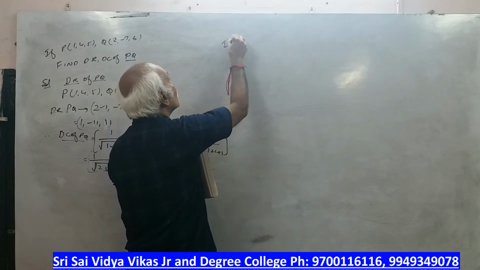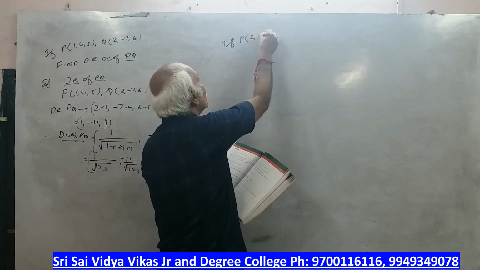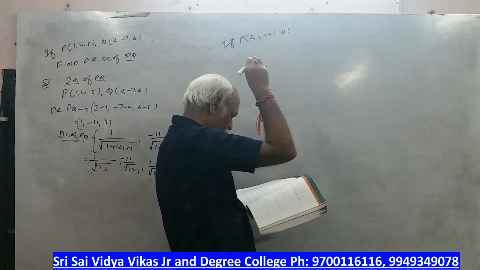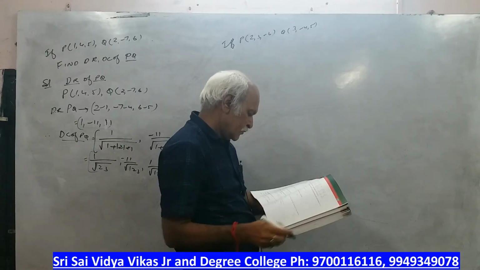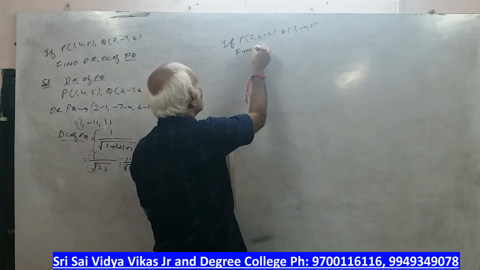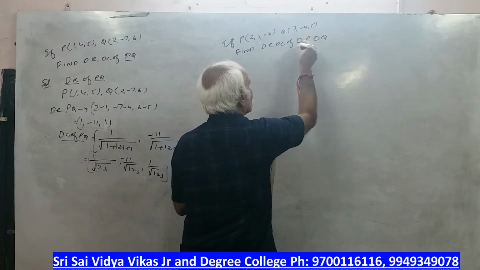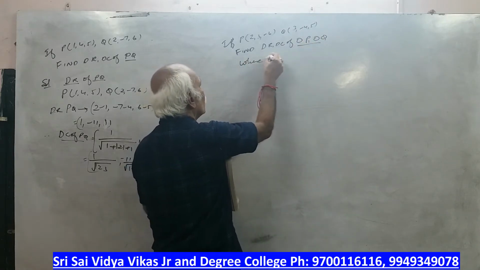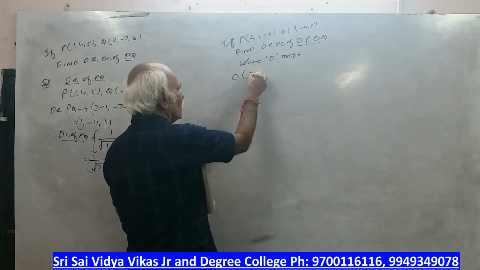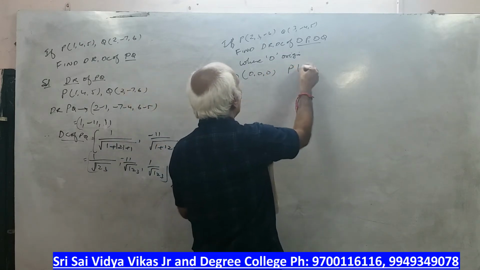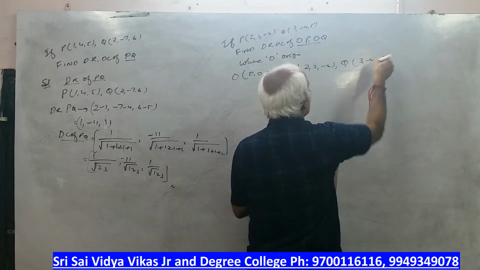If P is 2 comma 3 comma minus 6, Q is 3 comma minus 4 comma 5. Find DRs and DCs of OP, OQ, where O is the origin. So O is what, sir? 0 comma 0 comma 0. P point is 2 comma 3 comma minus 6. Q point is 3 comma minus 4 comma 5.